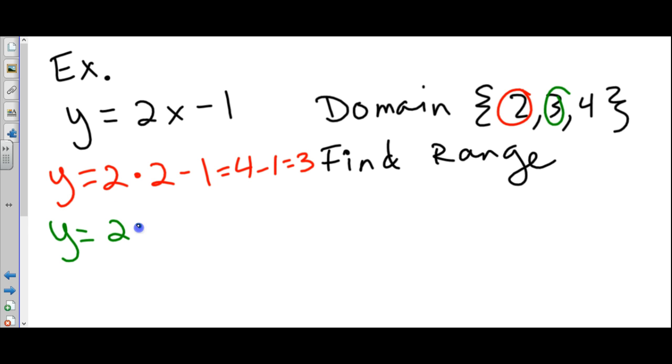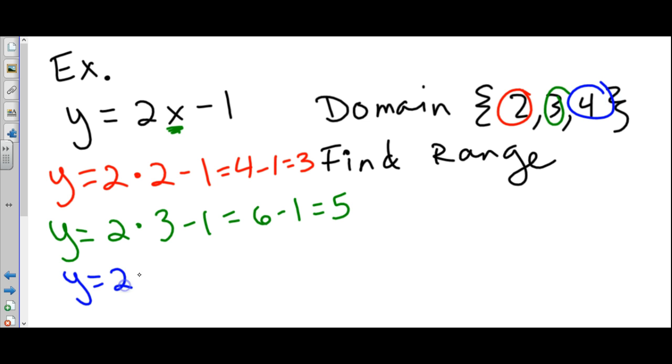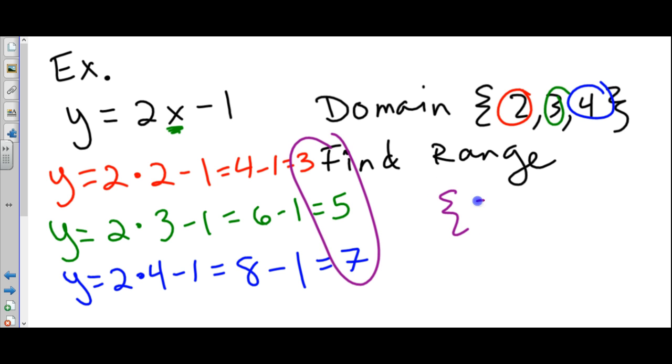Next we go into the next one, 3. So we do 2 times 3, because we're always replacing the letter x. Minus 1. 2 times 3 is 6. 6 minus 1 is 5. Remember, we always have to do multiplication before subtraction because of order of operations. Then we look for 4. 2 times 4 minus 1. 2 times 4 is 8. Minus 1 is 7. Therefore, the range is 3, 5, and 7.